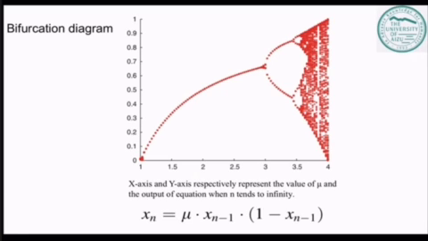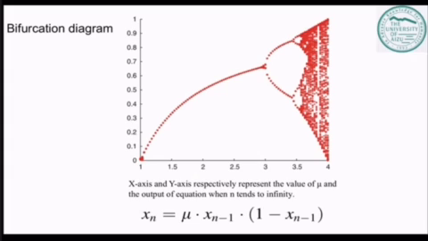When mu is set to a value from 0 to 1, the fixed point of the system is 0. The system output tends to 0. When mu is set to a value from 1 to 3, the fixed point of the system is equal to 1 minus the negative power of mu. The system output tends to 1 minus the negative power of mu.